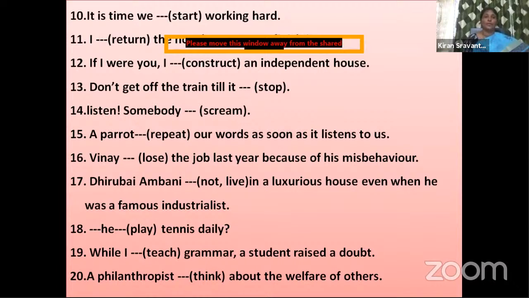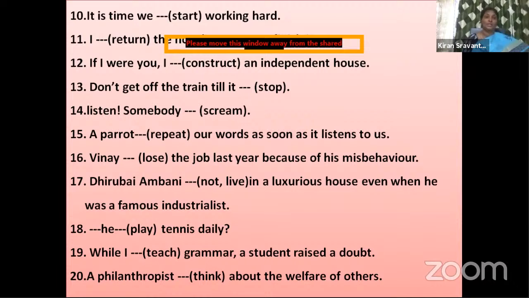And coming to the 12th one, then again, if clause, that we will see in the next slides. If I were you, that means the if clause is in past simple tense. So if the if clause is in past simple tense, we should add could or should or might or would plus V1. If I were you, I would construct an independent house. That should be the answer.